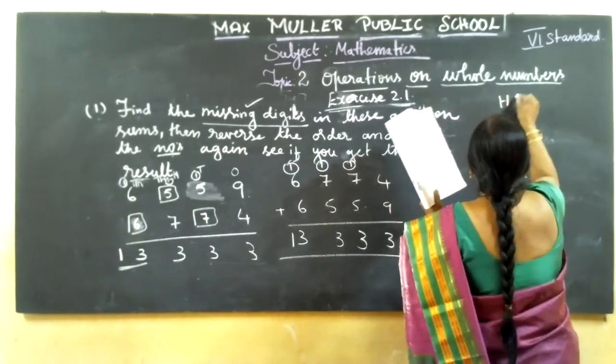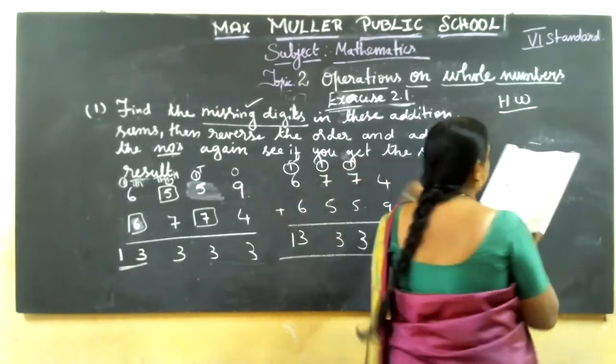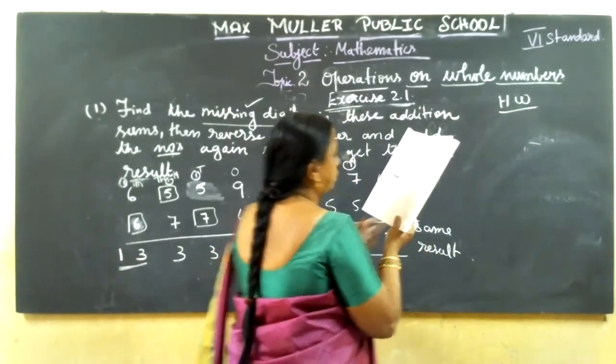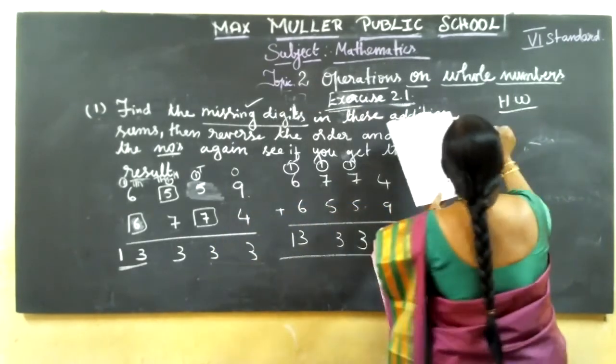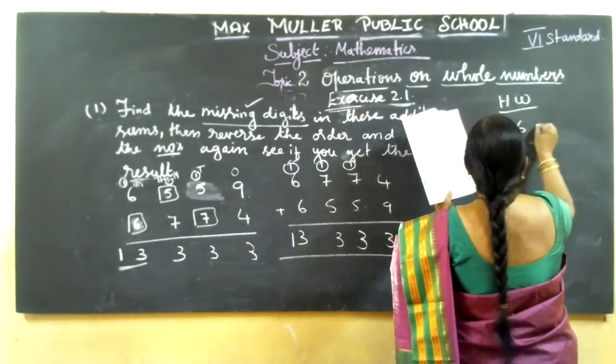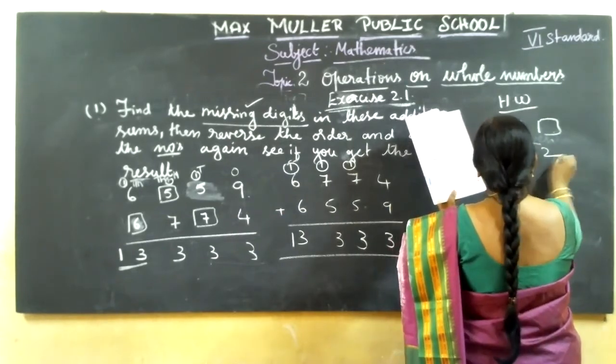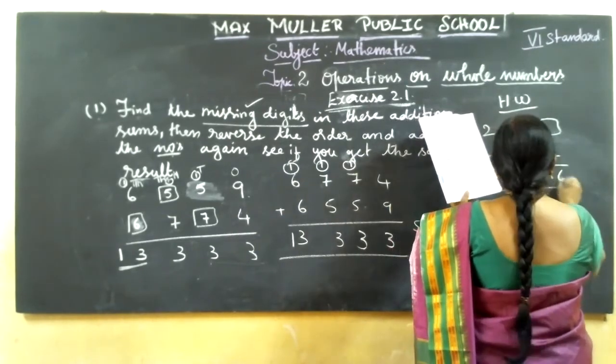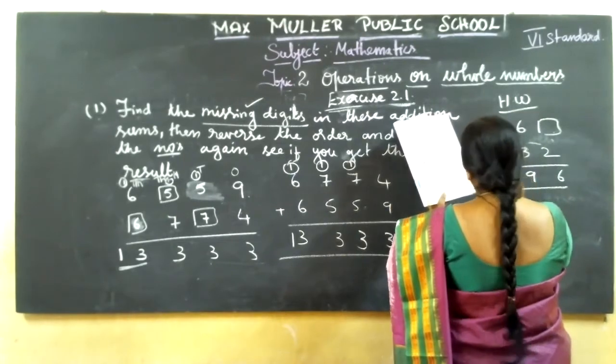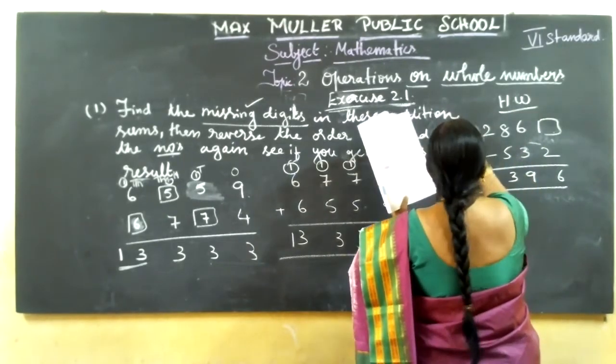Homework. Same main homework. In the textbook, 4 questions are there. I'll give 2 sums as homework. Now 2, 8, 6, dash, dash, 5, 3, 2, here, 6, 9, 3, 1, 1. Okay, this is one sum.